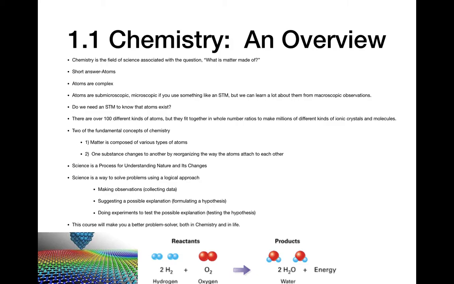There are about 100 different kinds of atoms, but there are millions and millions of different kinds of compounds and ionic crystals and organic molecules. So these atoms fit together generally in whole number ratios and make these various compounds that we study in chemistry. So two of the fundamental things that we keep in mind as we study chemistry are that matter is composed of various types of atoms. The different types, of course, are listed on the periodic table.